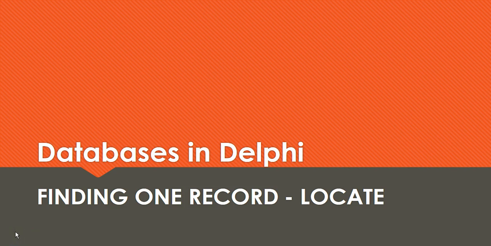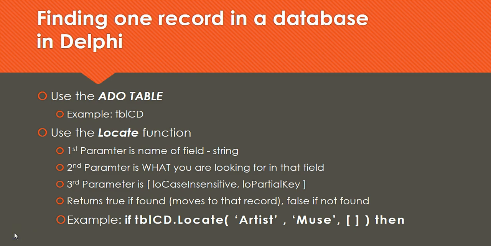This is video number three in our series of working with databases via Delphi. And we're going to be looking at how do we find one record. When we're looking for information in the database, how do we find only one particular record, or the first record in something? And for that, we're going to be using the locate method. For this, we're going to be using our TBLCD, which is our ADO table in the example we've been using in the series.